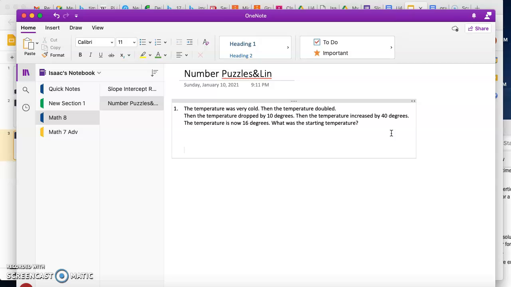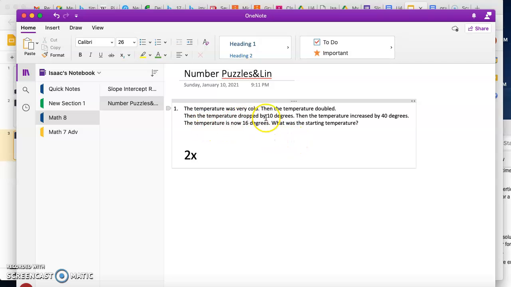So I don't know about you. For me personally, I need to turn this into a number equation. If you can solve this just in the pure word problem form, congratulations, that's amazing. For me, I'm gonna make this an equation. So the temperature was very cold, then the temperature doubled. I'm trying to find what the original temperature was, so for now I'm just gonna call it x. So at first, I don't know what it was, all I know is it was some cold temperature, and then it doubled. So right away I'm gonna say 2x.